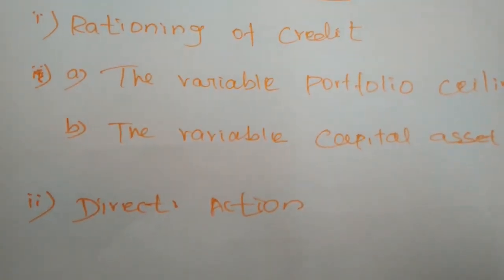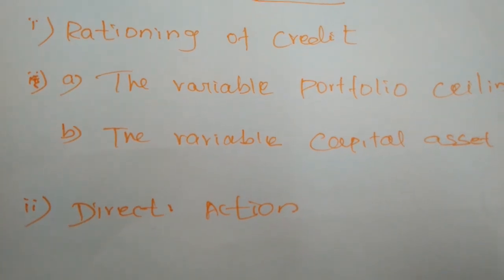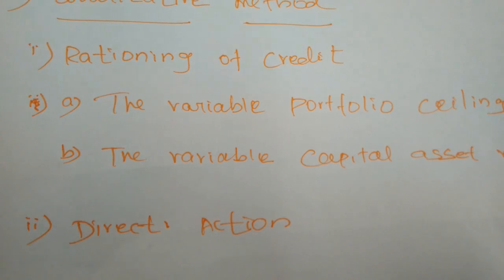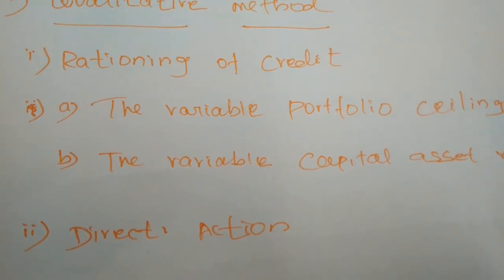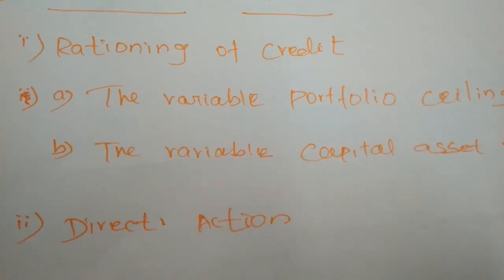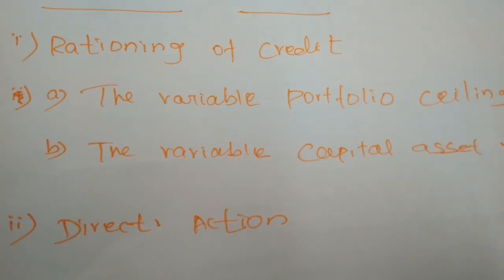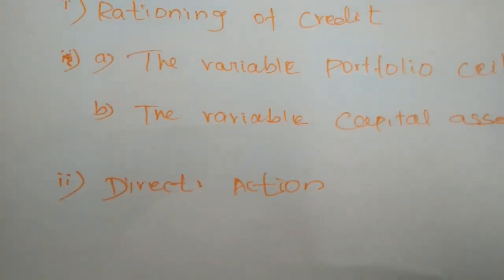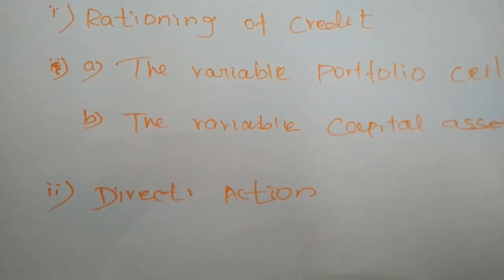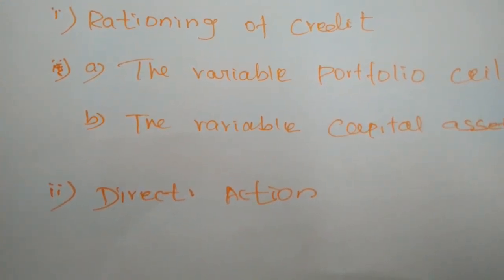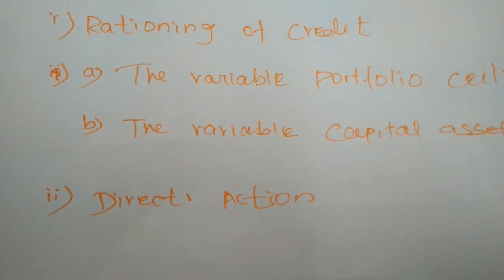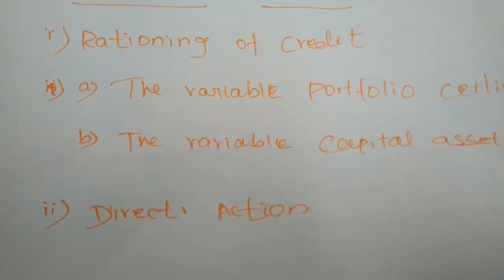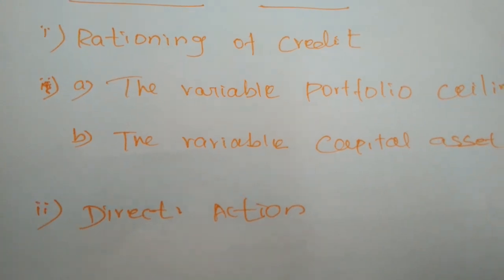Some of the amount or the lending capacity of the commercial bank is reduced by fixing the portfolio. The commercial bank also will reduce the lending powers. Next, the variable capital assets ratio. It refers to the system by which the central bank fixes the ratio which the capital of the commercial bank should have to the total assets of the bank.